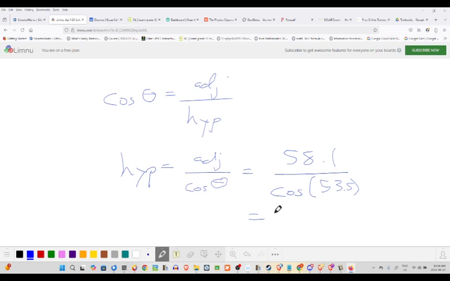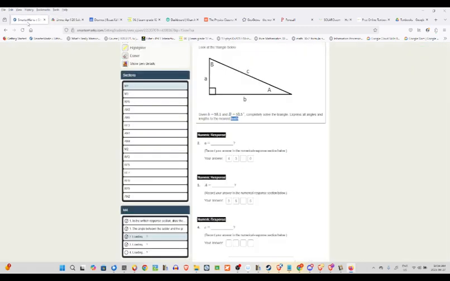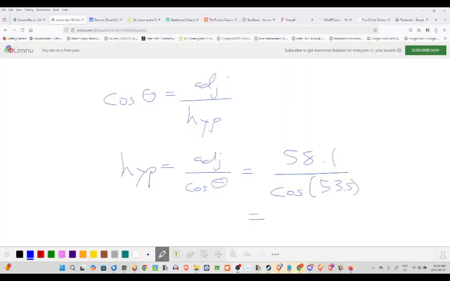Okay, I'm getting a very different answer from what I got with the Pythagorean theorem. Let me just double check these. Okay, the problem is entirely me. We're not given the adjacent side. We are given the opposite side. So that whole thing about going back to the original information only works if you use it properly.